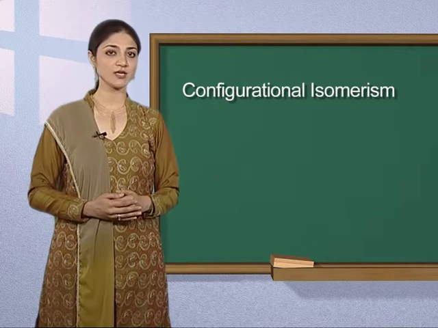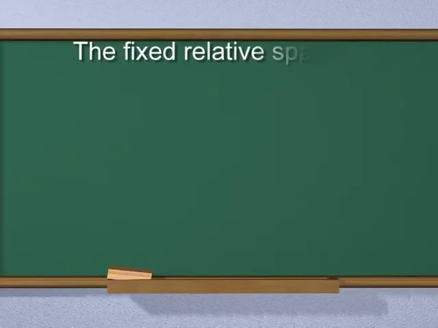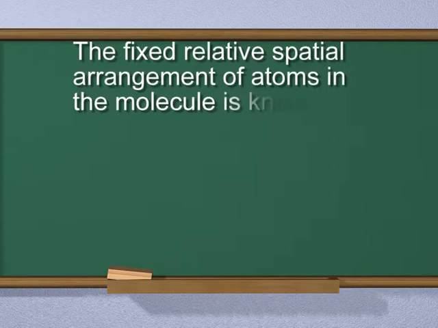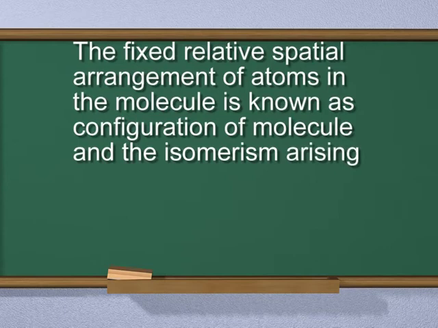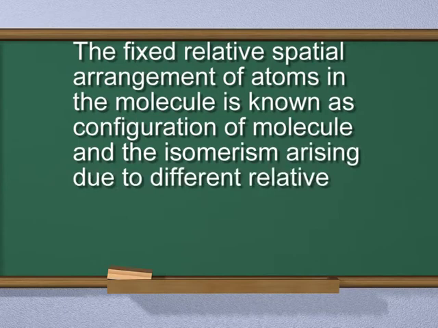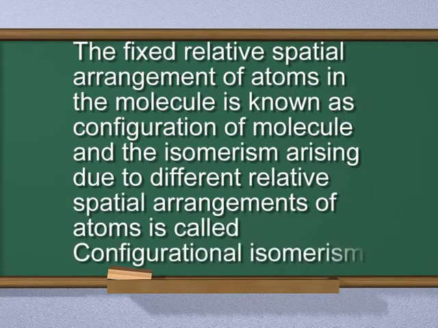Let us first learn about configurational isomerism. Do you know what is the meaning of configuration? The fixed relative spatial arrangement of atoms in the molecule is known as the configuration of the molecule, and the isomerism arising due to different relative spatial arrangements of atoms is called configurational isomerism.